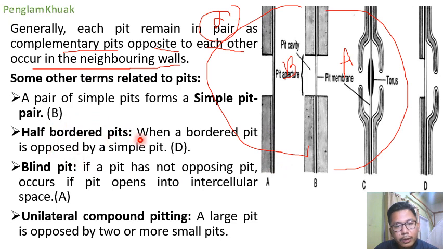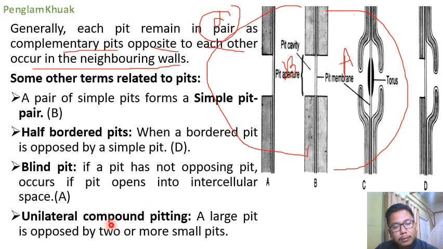Half border pits. When a border pit is opposed by a simple pit, this is a border pit surrounded by secondary wall opposite to a simple pit. This type of pit is called a half border pit. Blind pit. If a pit has no opposing pit, it occurs when pits open into an intercellular space. If there is one pit on one side but the other cell does not have a pit, the type of pit will be called a blind pit.